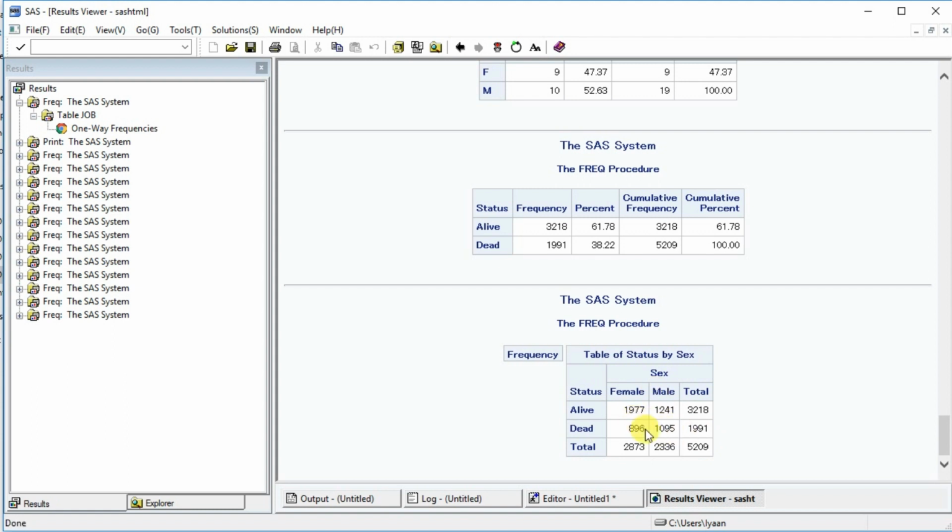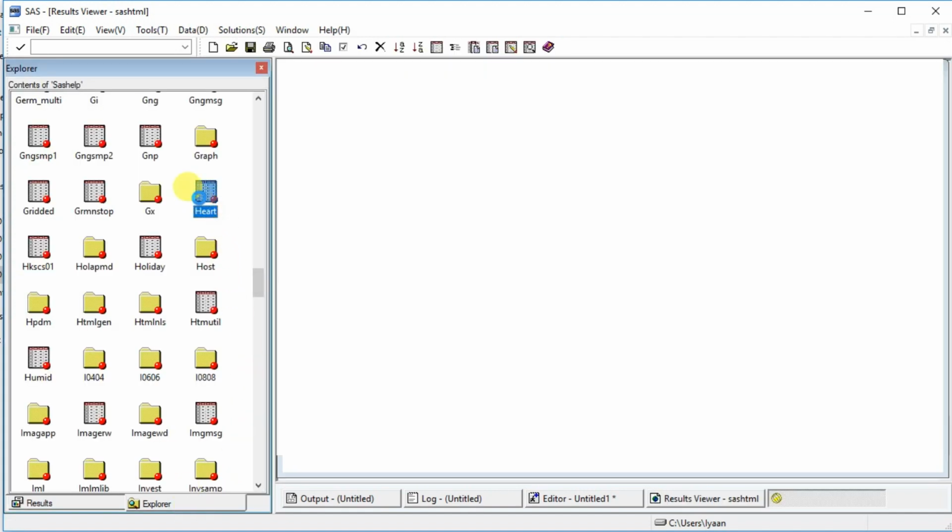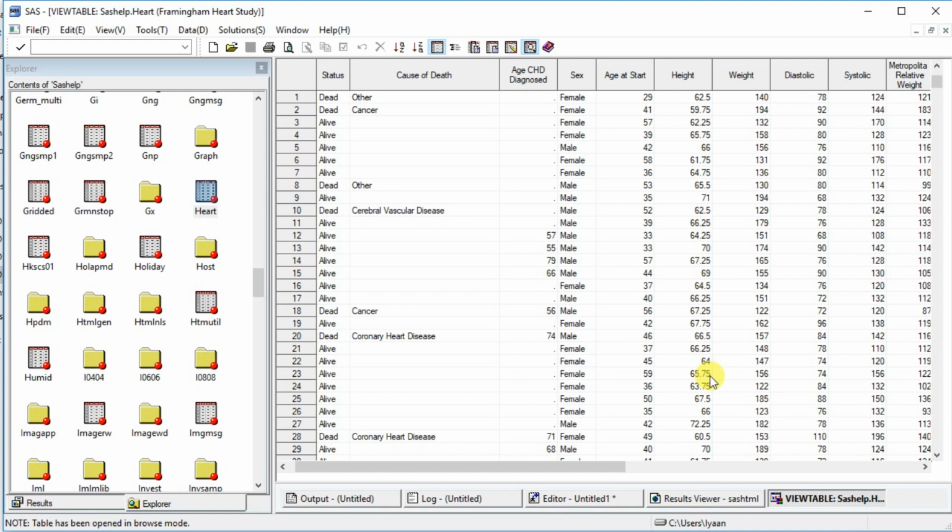So this is easy to identify, like how many alive and dead persons there are in this database, and whether they were female or male. This way it's very easy to identify them. Now go back to the dataset again and look for more opportunities.